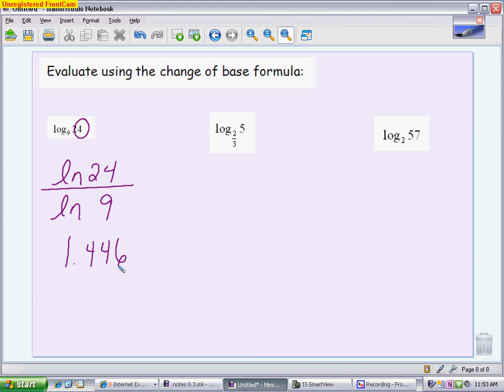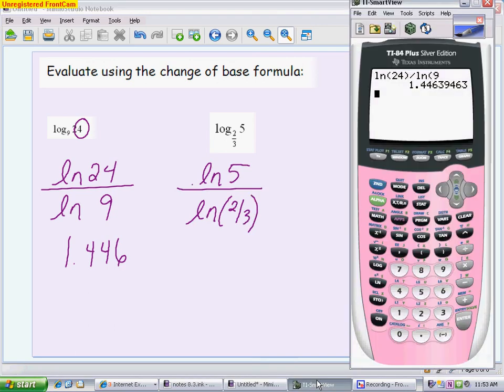So this one, we're going to take the natural log of 5 divided by the natural log of 2/3. We're going to have to be a little more careful with parentheses on this when I enter it. So it's going to be natural log of 5, close your parentheses, divided by natural log of 2/3. That should be contained in its own parentheses. Get negative 3.969.